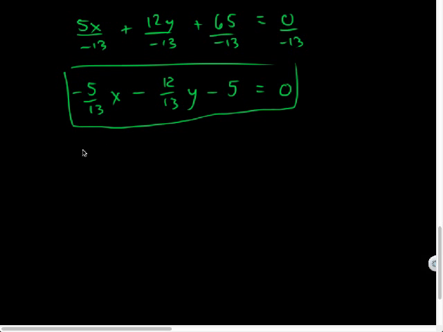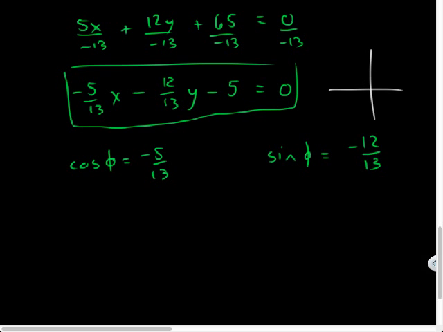It turns out that cosine of phi is equal to negative 5/13, and it's also true that sine of phi is equal to negative 12/13. Based on that, what quadrant am I in? They're both negative, so I've got to be in quadrant 3, which is the location of my normal. So somewhere in quadrant 3.